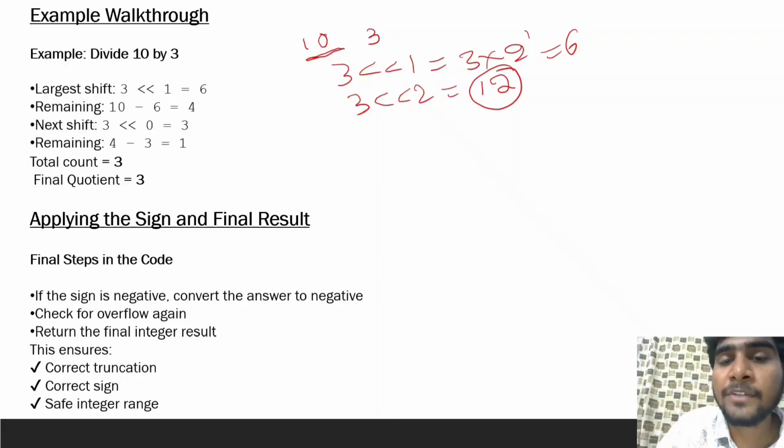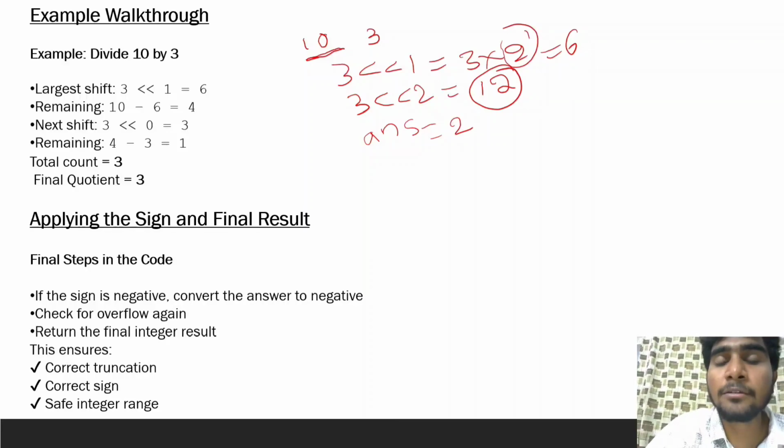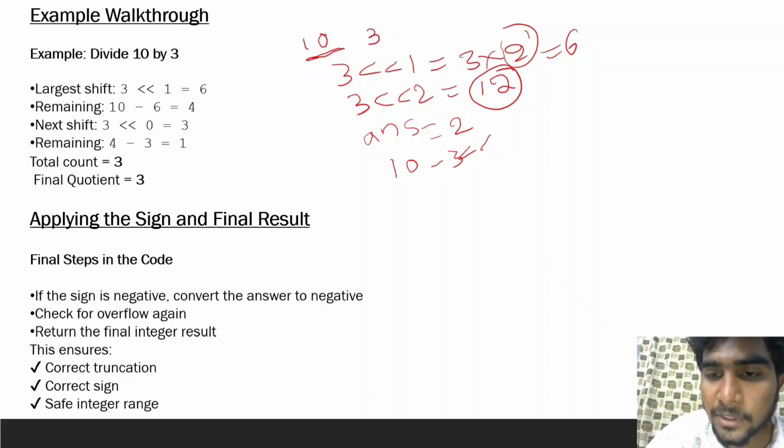So we add to the answer in terms of 2 power 1. So 3 into 2 power 1, our answer is 2 power 1, that is 2. And the remaining part we have to calculate is 10 minus 3 left shift 2, that is equal to 4.